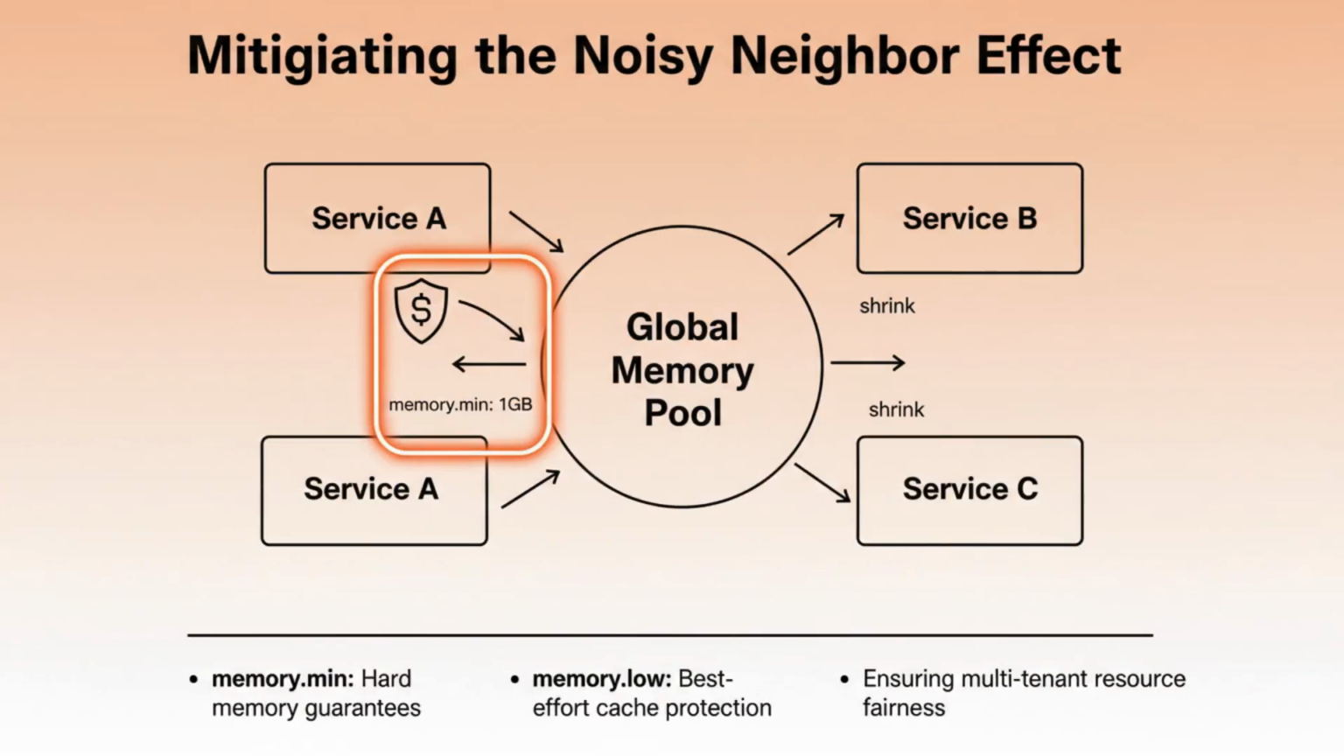In a multi-tenant cloud environment, noisy neighbors are a constant threat. One rogue process consuming all available page cache can slow down every other service on the machine. By utilizing Cgroups memory protection, specifically memory.low and memory.min, we can guarantee a minimum amount of memory that the kernel will not reclaim from a group. Memory.min is a hard guarantee, while memory.low is a best effort protection. This ensures that even under heavy global memory pressure, our mission-critical services maintain their hot memory in the cache, preserving low latency and high availability across the entire shared infrastructure.